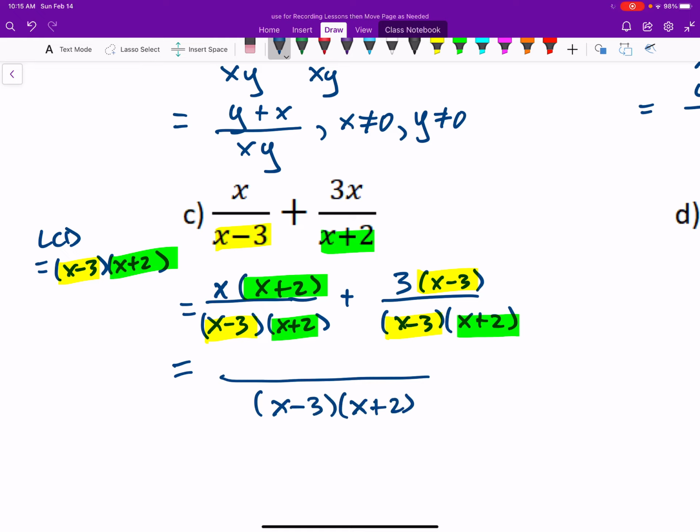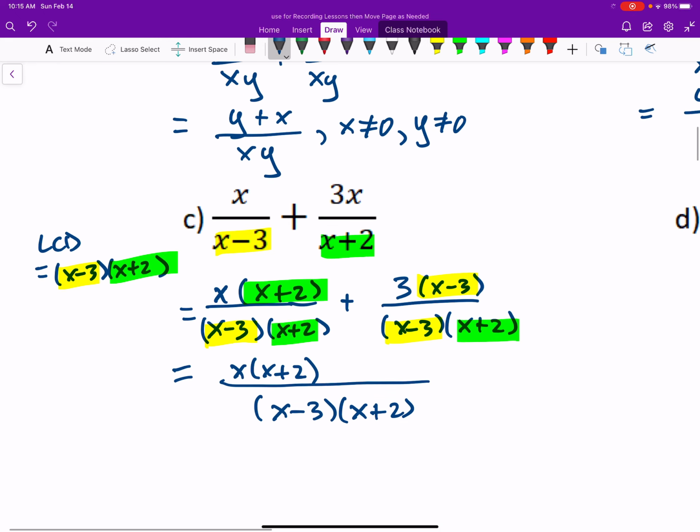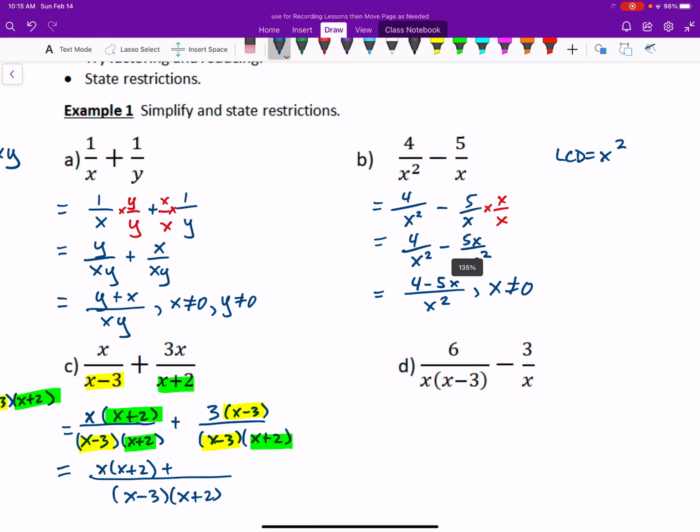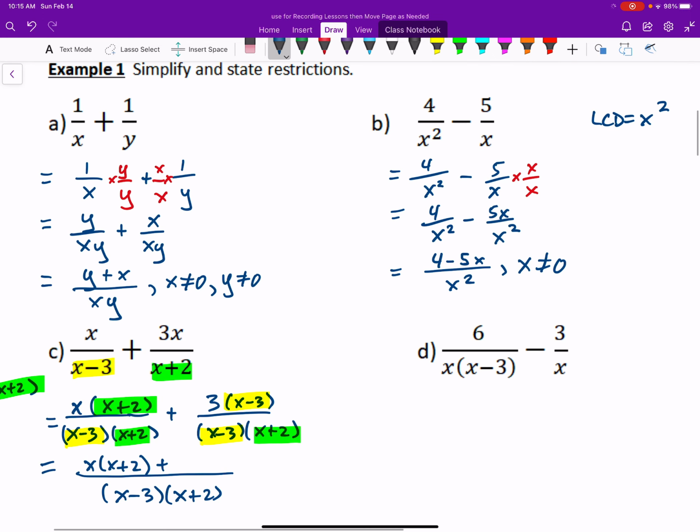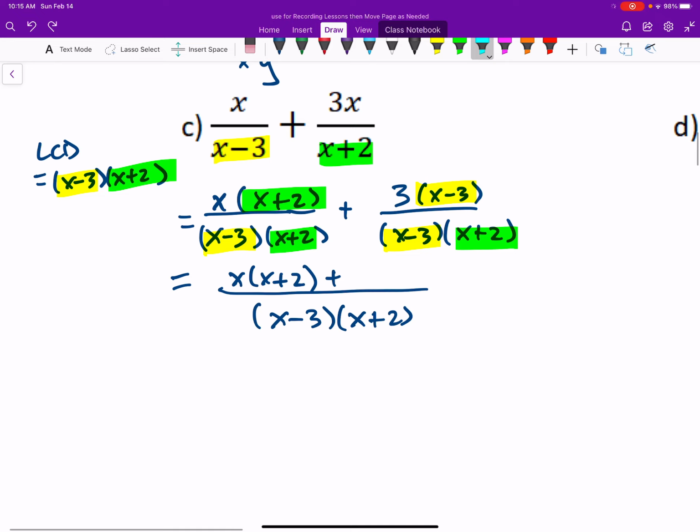And then when I add these together, I've got x times x plus 2 plus, just making sure it was a plus, because I saw a minus sign somewhere. I guess the minus was in part B. I never really addressed the fact that this was a minus, but minus works the same as plus as far as bringing them together goes. Anyway, back to this one. It's a plus. And I've got 3 times x minus 3. Now, in this case, in order to simplify, I would expand out the top.